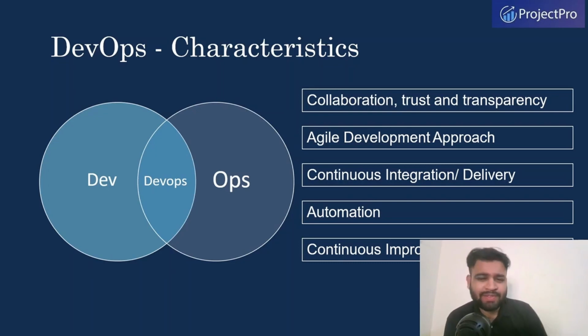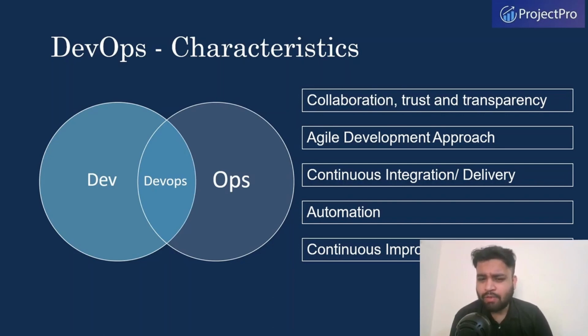Then we got automation as well. Automation plays a very vital role in DevOps. It involves automating repetitive tasks, including build, deployment, testing, and monitoring processes. This automation helps increase the efficiency of the process, reduces errors, and accelerates the delivery of software, which is very important in the agile world.